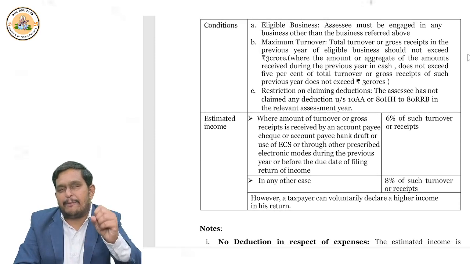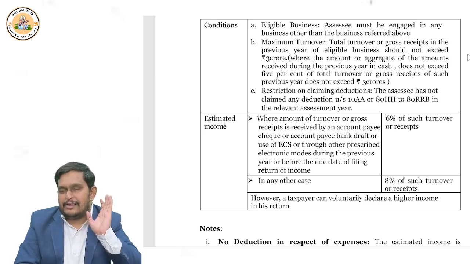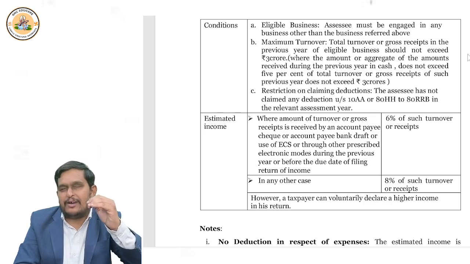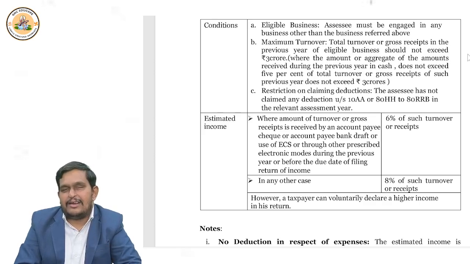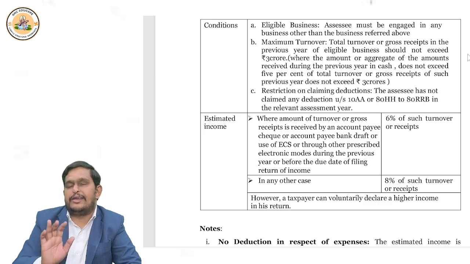If your cash receipts are up to 5% only in the entire business, then please remember you can have the maximum limit of 3 crores, and a businessman with turnover up to 3 crores can compute income under 44AD and file return under ITR 4. And suppose cash receipts are more than 5% of your turnover, then please remember one thing: the turnover limit is 2 crores only.